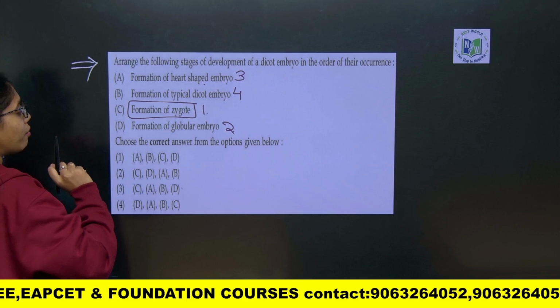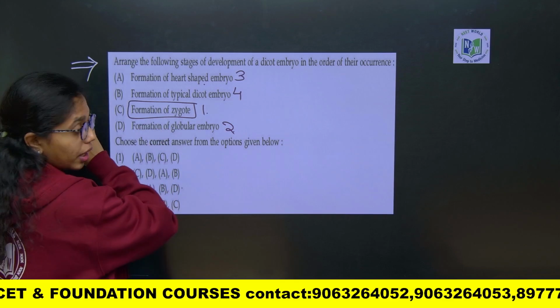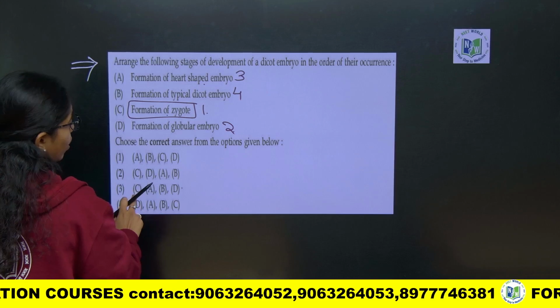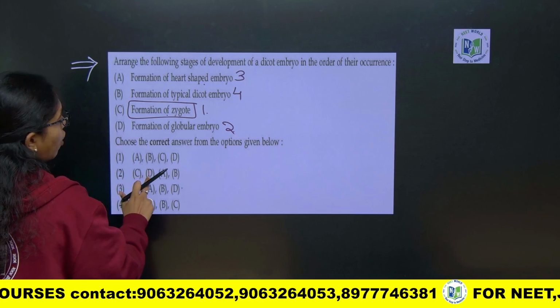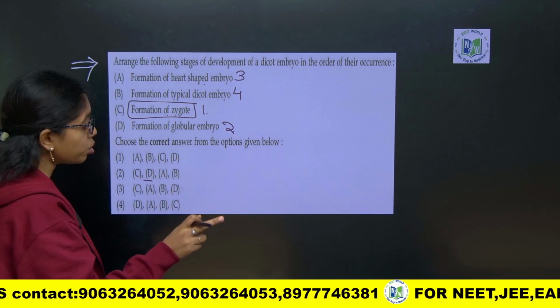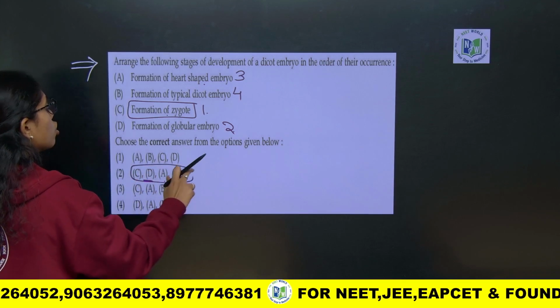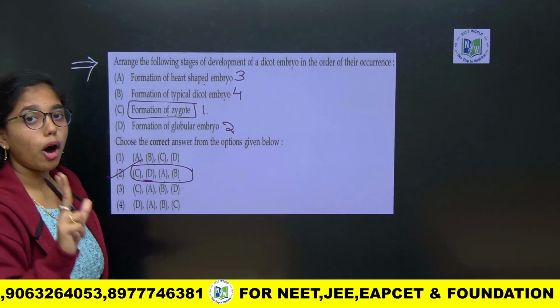So here you have to choose the option if you are following the stages accordingly. First is formation of zygote, that is C. Second is formation of globular embryo, that is option 2. Next, A, that is heart-shaped embryo. After that, matured embryo. So completely you have to choose option 2.